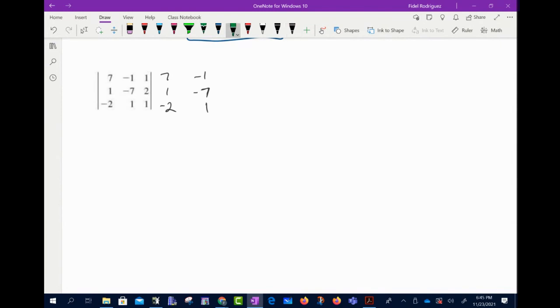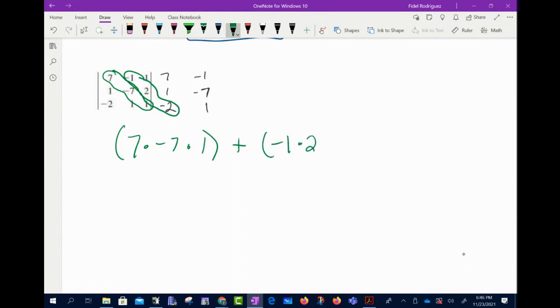Okay, and I'm going to use green and I'm going to use red just again so you can get the idea of what it is I'm doing here. So look, I'm going to make a diagonal along here. I'm going to put 7 times negative 7 times 1, plus, then I'm going to make another diagonal right here: negative 1 times 2 times negative 2, and then one last diagonal right here: 1 times 1 times 1, okay?